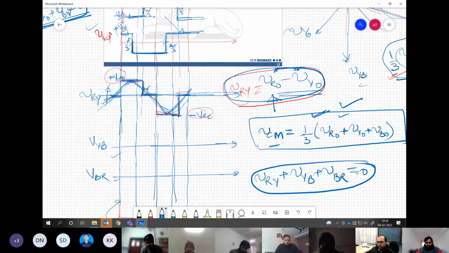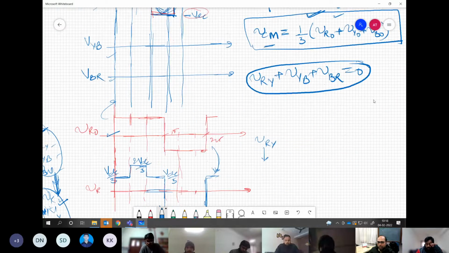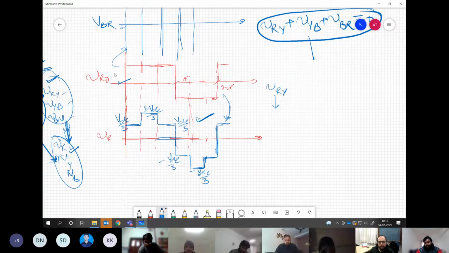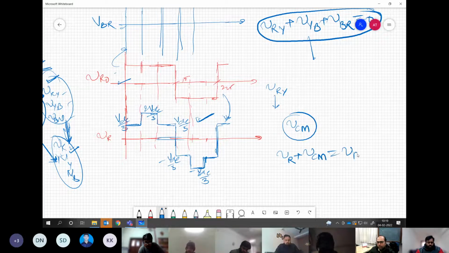And hence, when you try to work back the phase voltage, you are generating, let's say, this VR voltage, which is different from the pole voltage only in terms of the common mode voltage. So simply you can say VR plus VCM is your VRO.